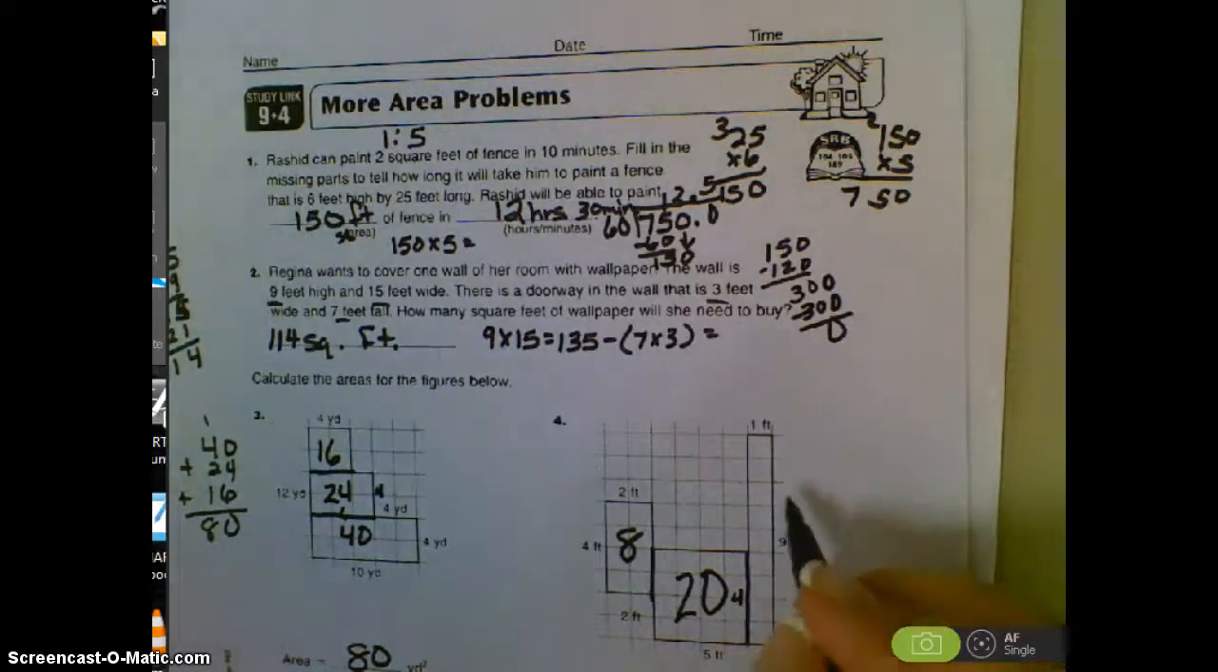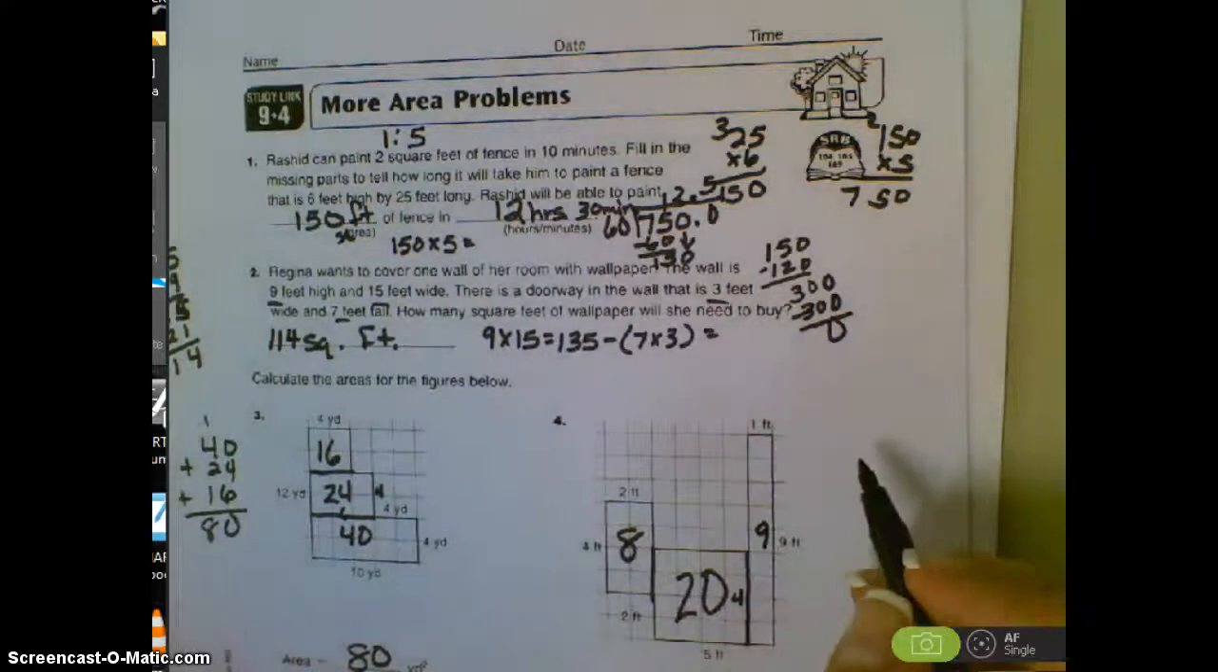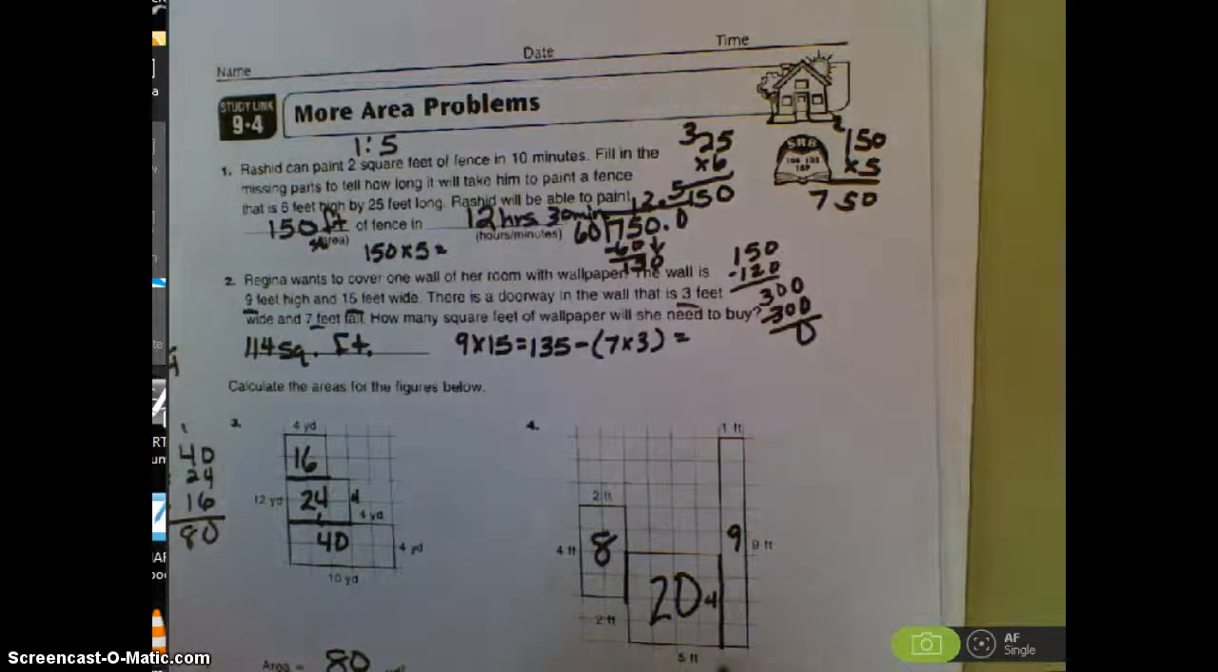And then right here I've got 9 and 1. 9 times 1 is 9. And then we'll add them up on the side.